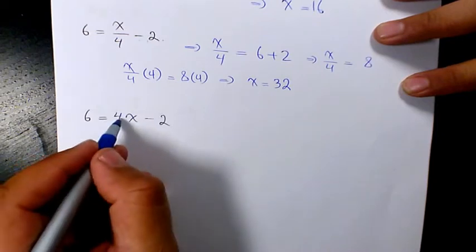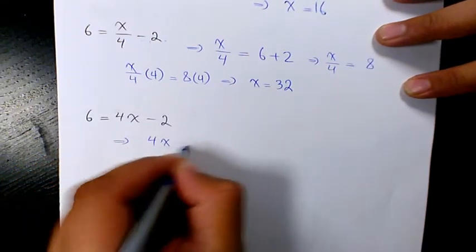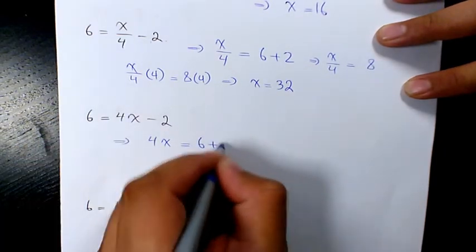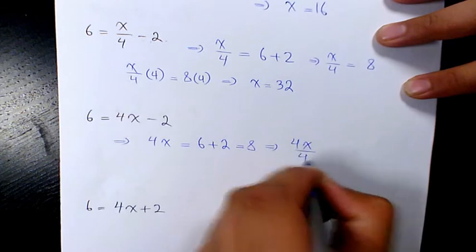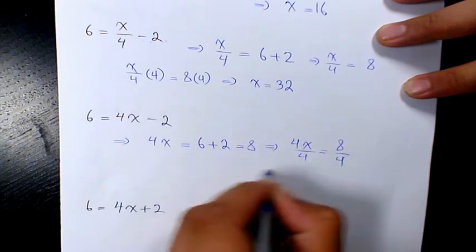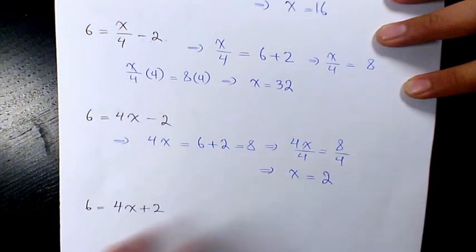6 equals 4x minus 2. So what I need to do, I need to have 4x, and I move negative 2 to the other side. So it's going to be 6 plus 2. That's going to be 8. So 4x divided by 4 will be equal to 8 divided by 4. So 4x divided by 4 is going to be x. 8 divided by 4 is going to be 2.